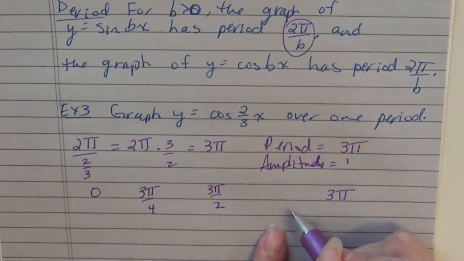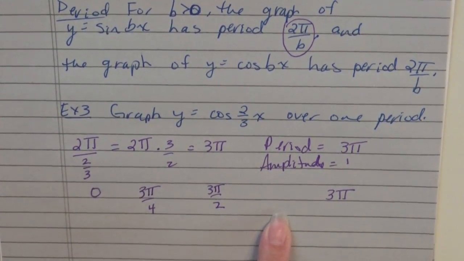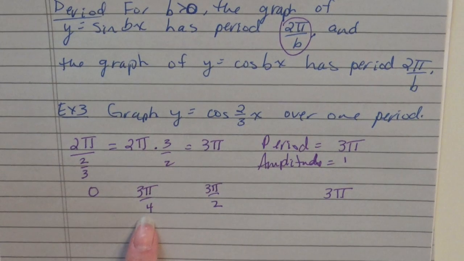And then to figure out this part, you've got 3 over 4. Okay, this will be 6 over 4. This will be 9 over 4, and then 3 is 12 over 4.